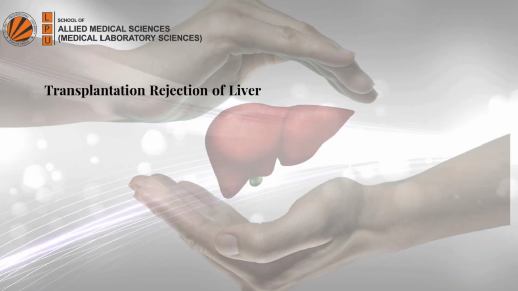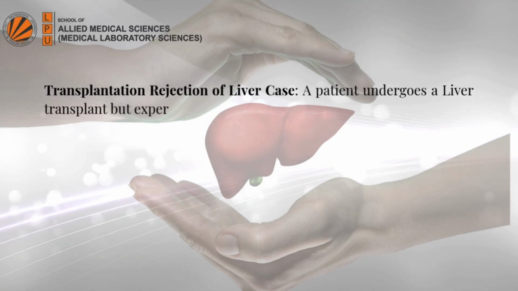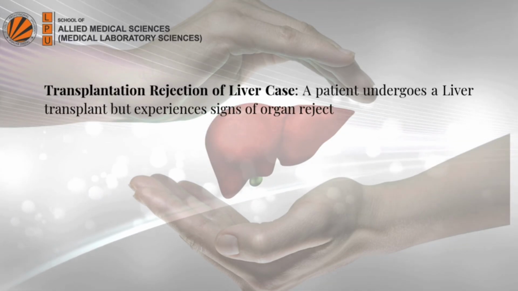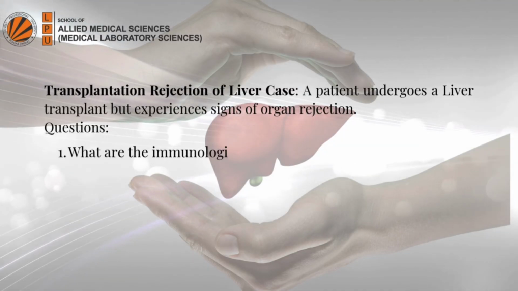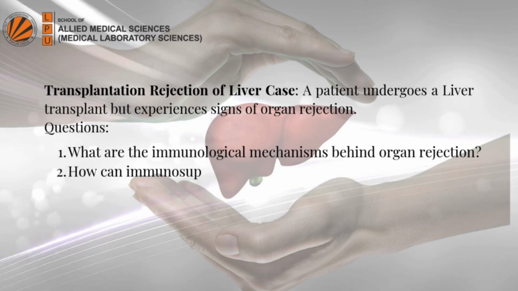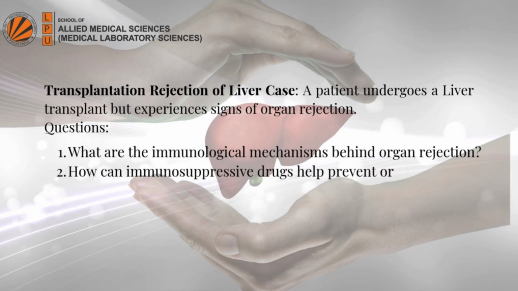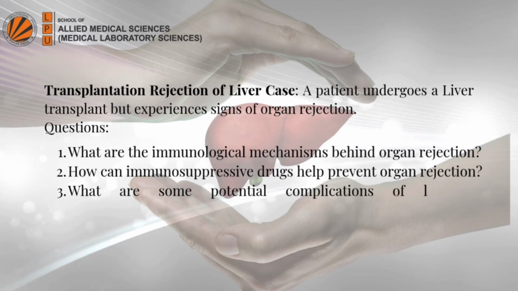In today's video, I will discuss a clinical case scenario of liver transplantation in which the patient experiences signs of organ rejection. My aim is to explain three main points. First, the immunological mechanisms behind organ graft rejection. Second, how immunosuppressive drugs help to prevent rejection. And third, the potential complications of long-term immunosuppression in case of liver.